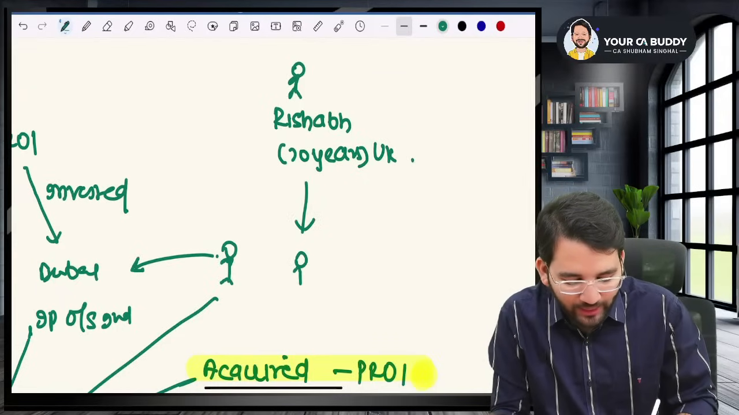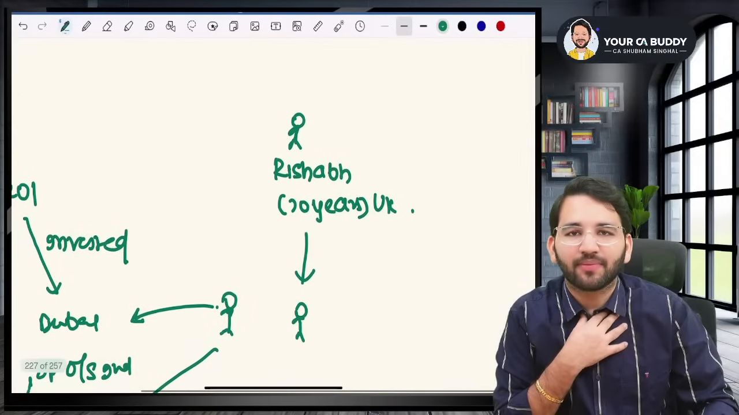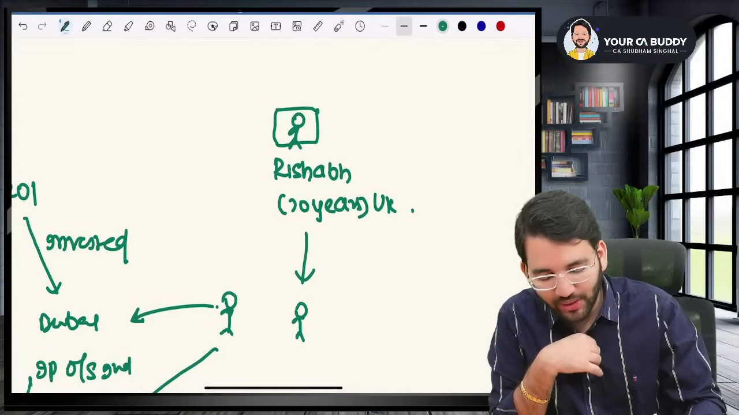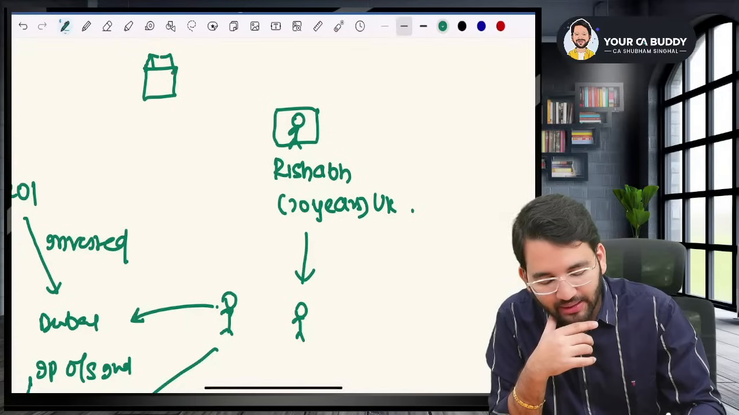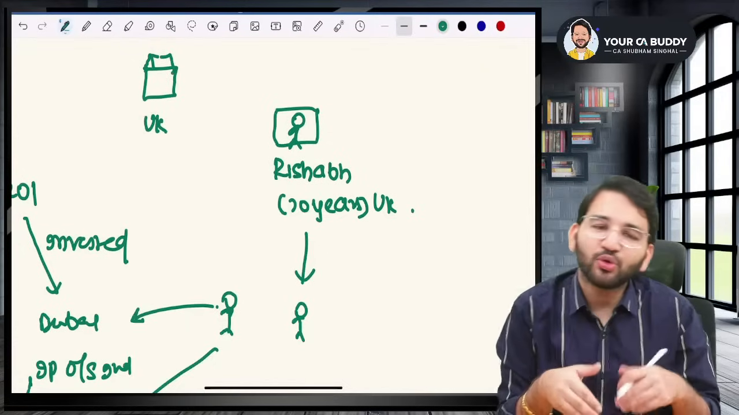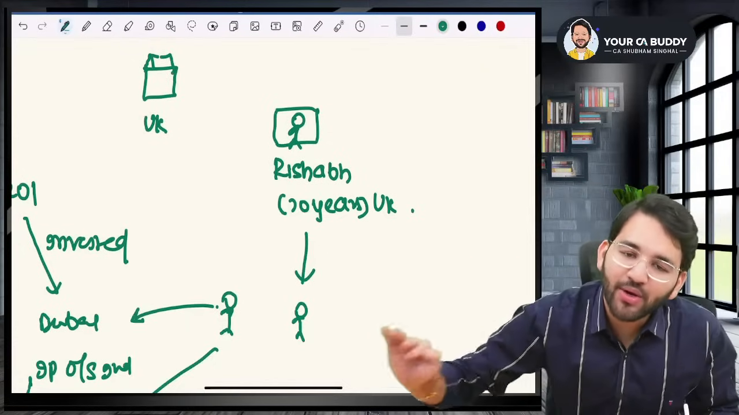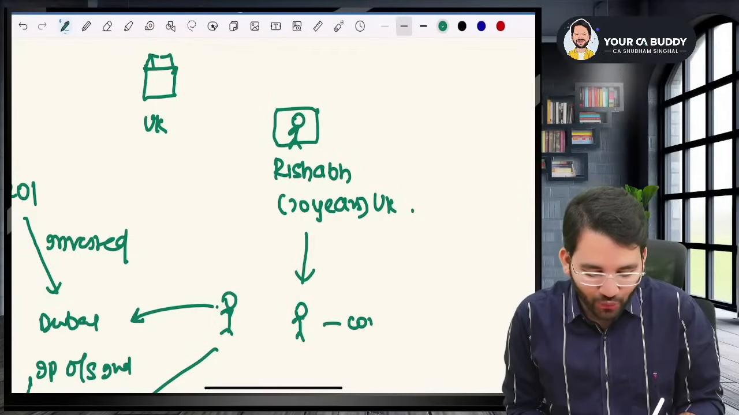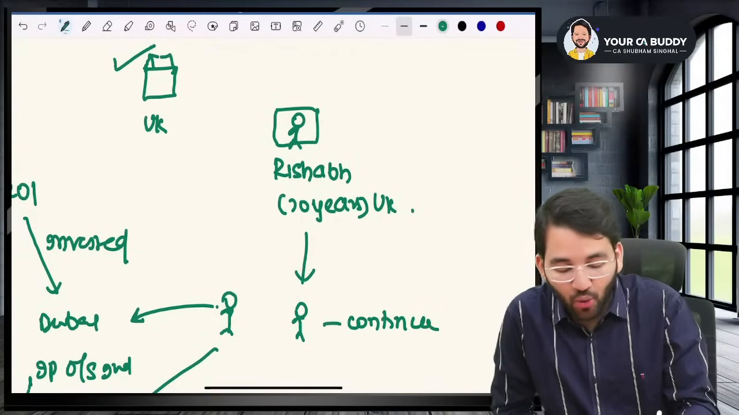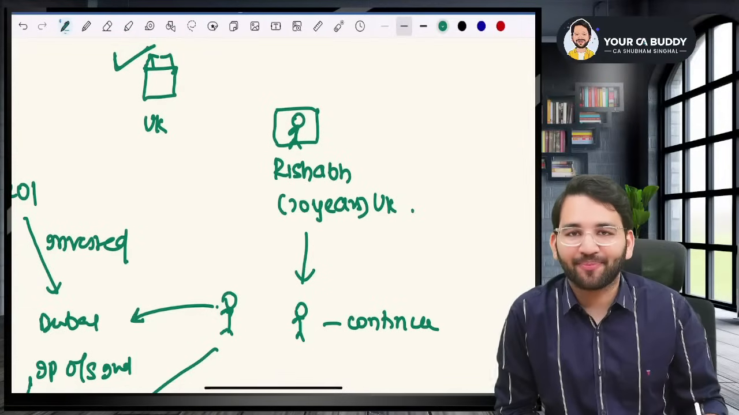Now he wants to come to India. My question is, sir, in 20 years in the UK, he had a lot of properties in India and in the UK. Will he have to sell that property or can he continue to have it? Sir, he can continue to have it because he had acquired it when he was a PROI.